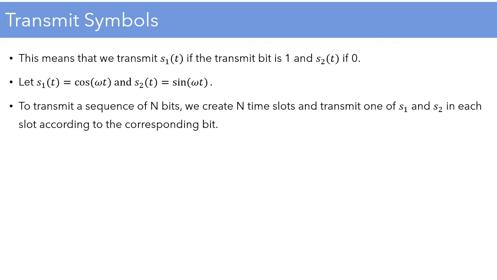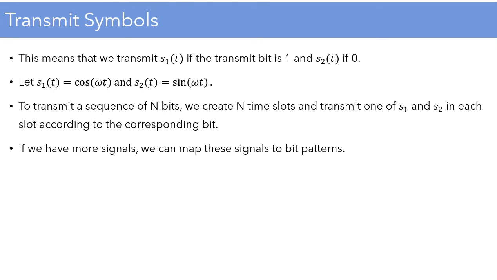Each time slot is of the same duration as the signal, and the receiver also does slotted receiving. It divides its time into different slots. For each slot, it tries to guess whether s1 was sent or s2 was sent, and it decodes the bit. So eventually you will also get a sequence of bits at the receiver.